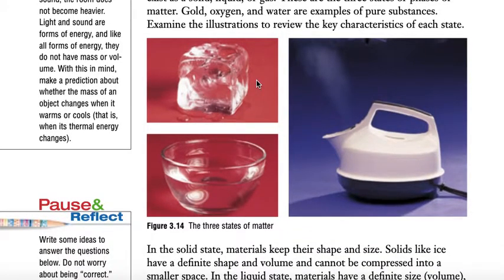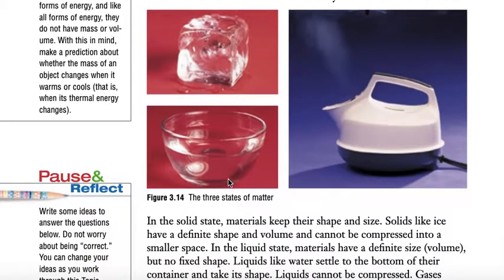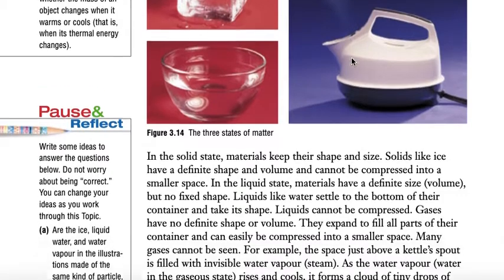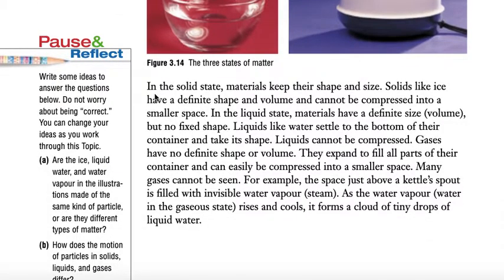So these are the three states of matter. These are the three states of actual water. So here's ice, which is a solid, liquid, which is water, and steam, which is a gas, but they're all H2O. All right. In the solid state, materials keep their shape and size. Solids like ice have a definite shape and volume and cannot be compressed into a smaller space.